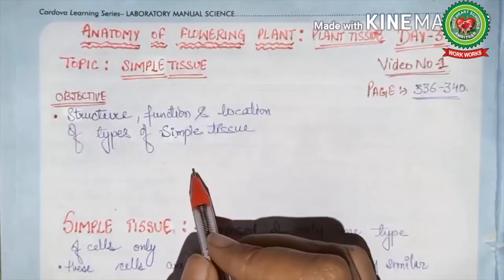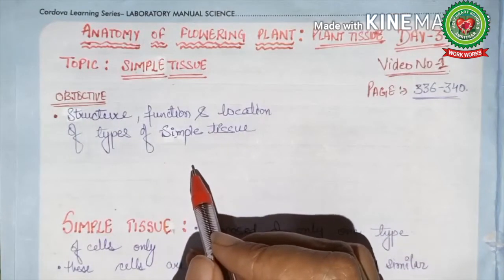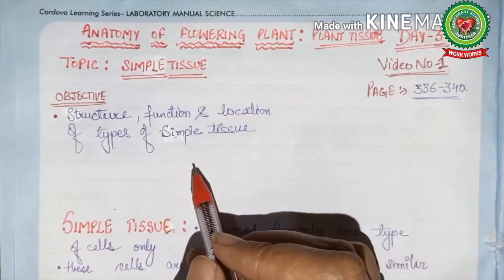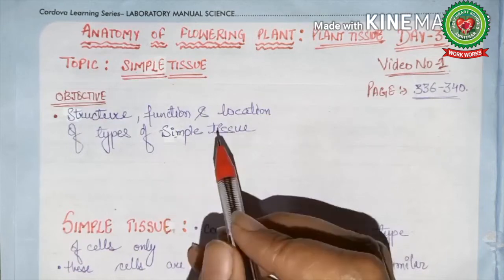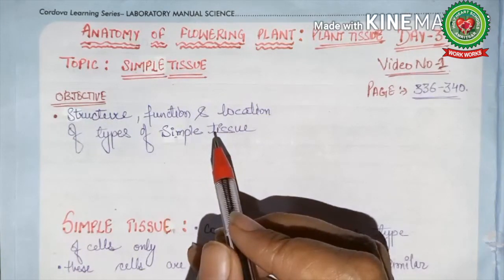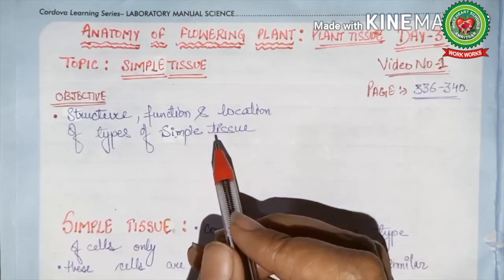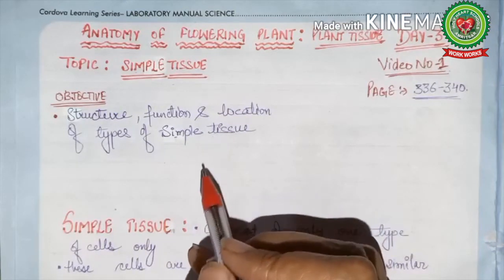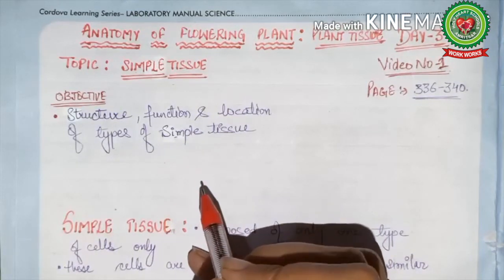In previous videos, we learned that plant tissue is basically divided into two types, meristematic tissue and permanent tissue. Meristematic tissue consists of actively dividing undifferentiated cells which when differentiated, undergoing secondary or primary growth, results in the formation of permanent tissue. Now, this permanent tissue is further of two types, simple tissue and complex tissue. In this video, we will be discussing simple tissue.